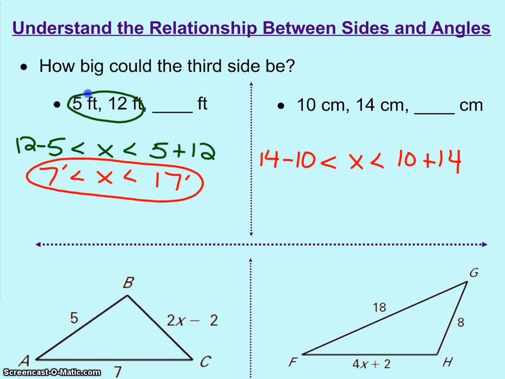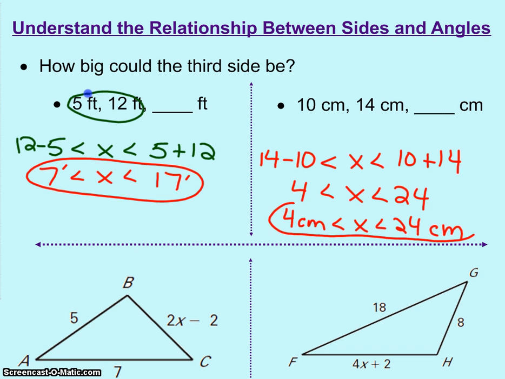The range will be in between 14 minus 10, which is 4, and 10 plus 14, which is 24. So it has to be between 4 and 24 centimeters. So if I want to be really precise, I'm going to add 4 centimeters and 24 centimeters. Okay?